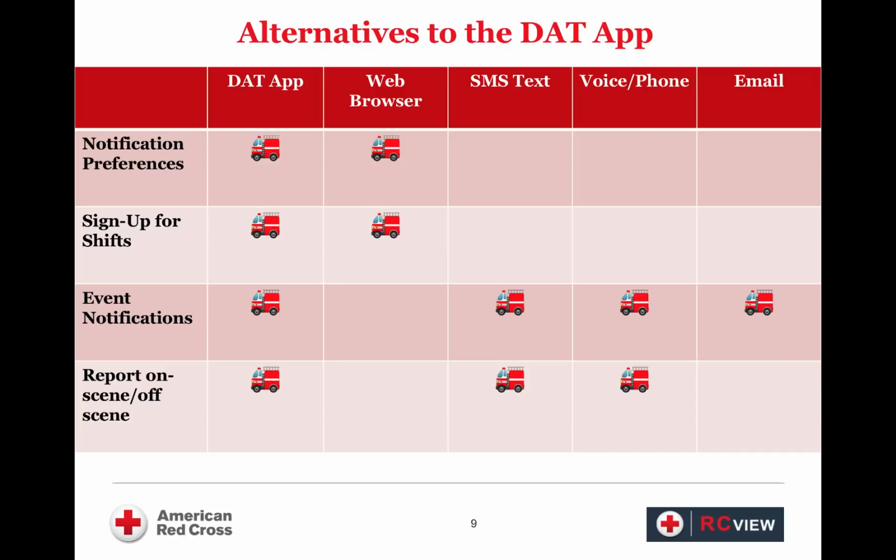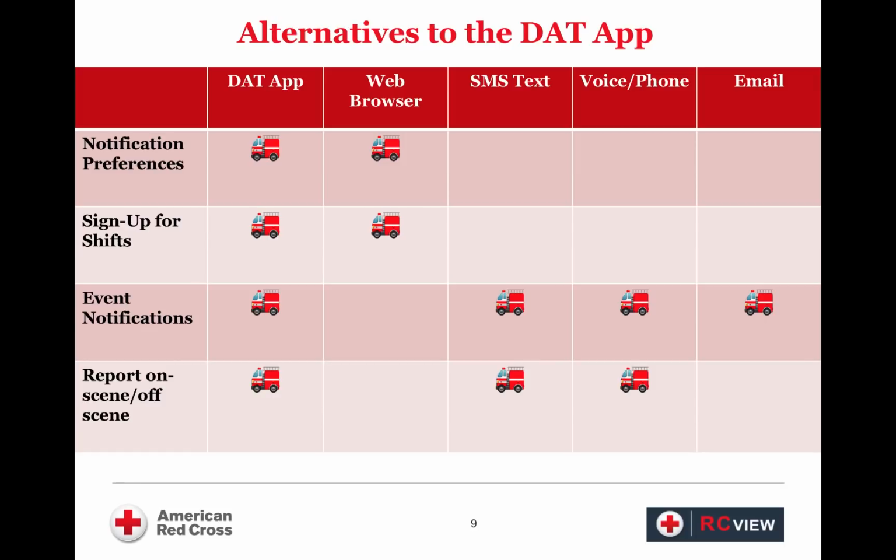If for some reason a responder or a group of responders is not able to download the app due to connectivity or lack of technology, there are alternatives to the DAT app. So while the DAT app does allow a responder to set their notification preferences, sign up for shifts, acknowledge event notifications, and report whether they are on or off scene, there are other alternatives.